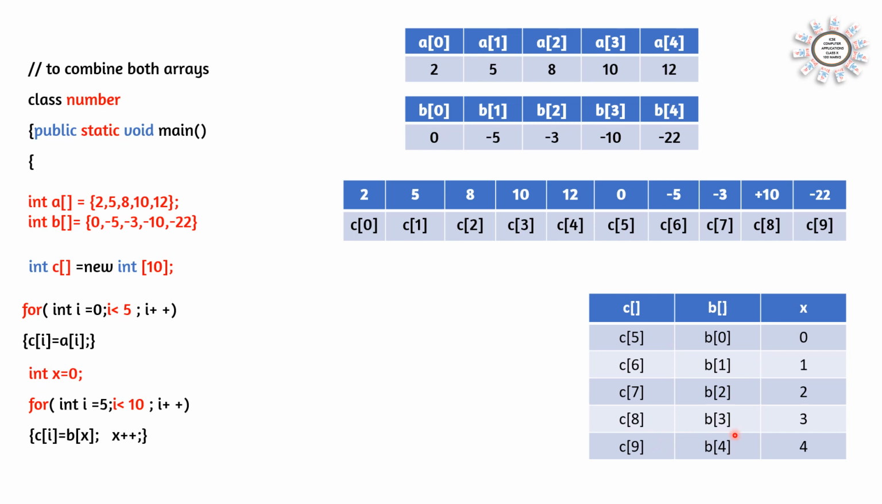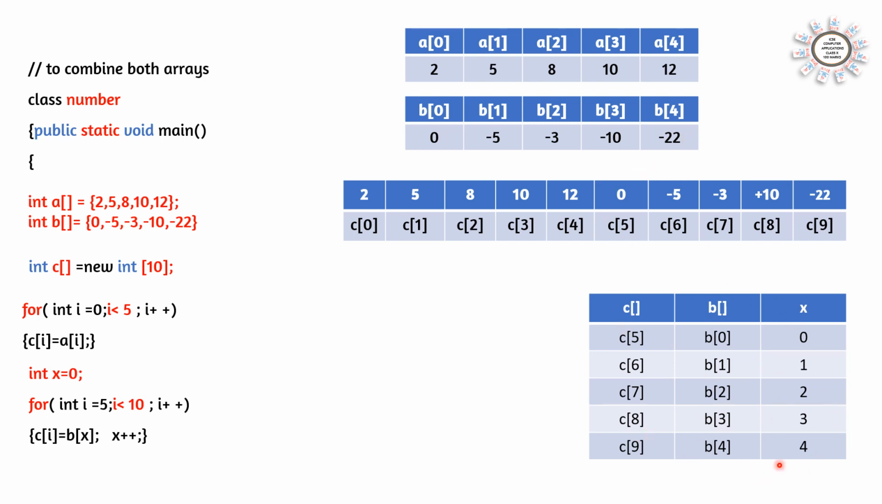Now we can see how x is going. Here we can see x plus plus. First time x will be 0. As soon as you store the element, x plus plus, x will become 1. Then 2, 3, 4. So when we say B of x, it means first time B0, then B1, B2, B3 and B4. So C of i is equal to B of x. We can see C5 is equal to B0, that means 0 is printed here. C6 is equal to B1, minus 5. C7 is equal to B2, minus 3. C8 is equal to B3 and C9 is equal to B4. So like this the elements are printed.